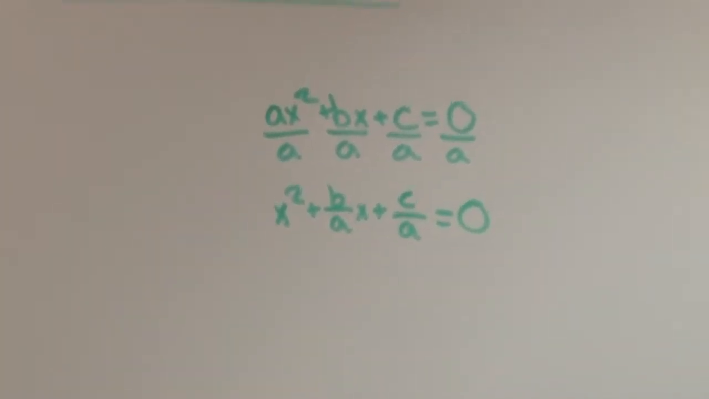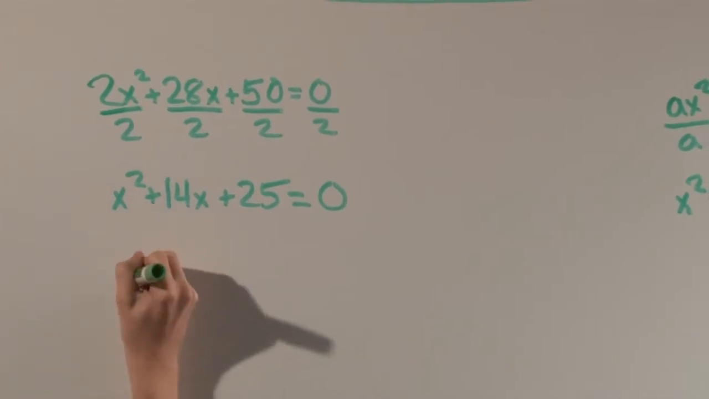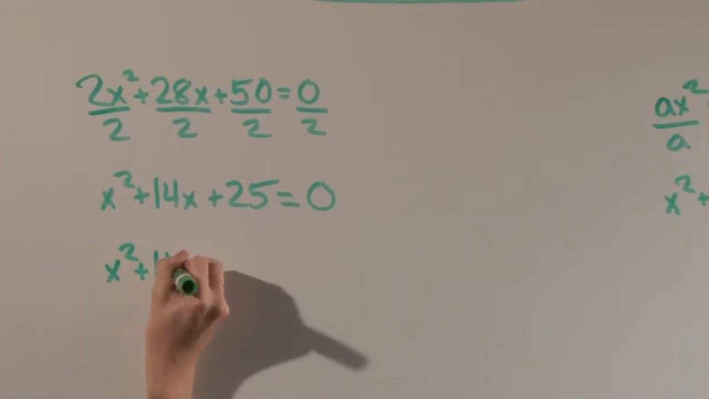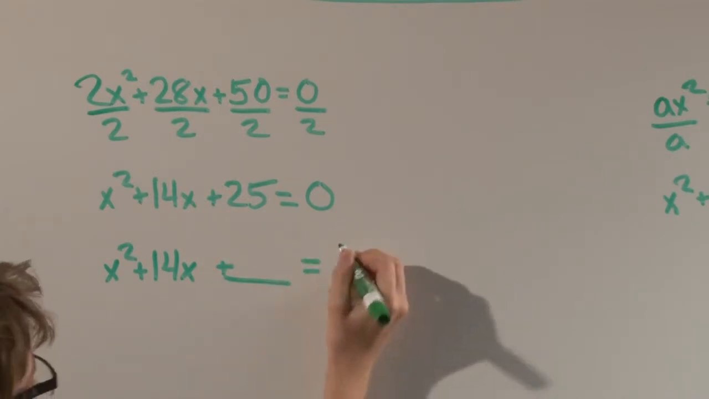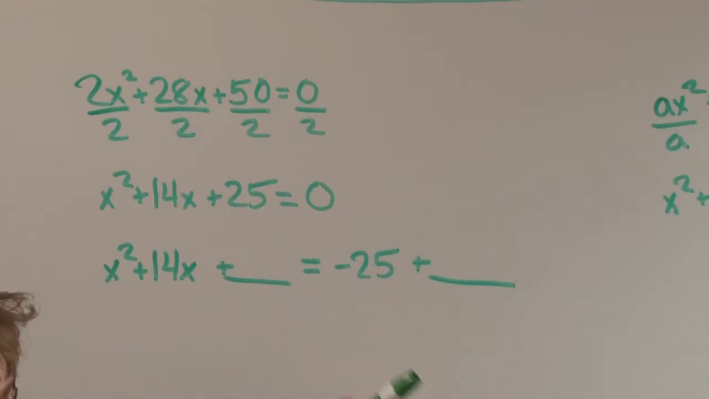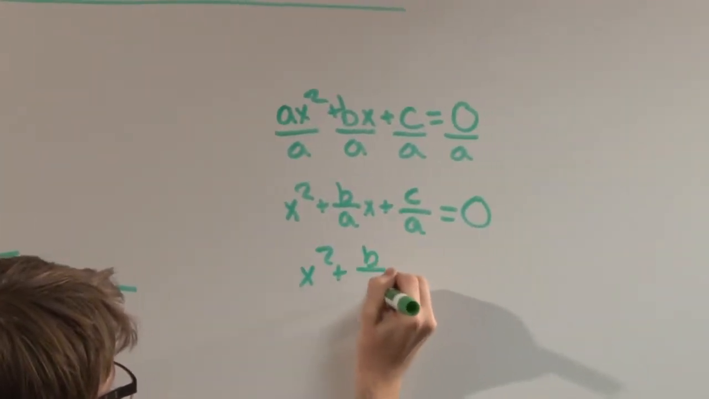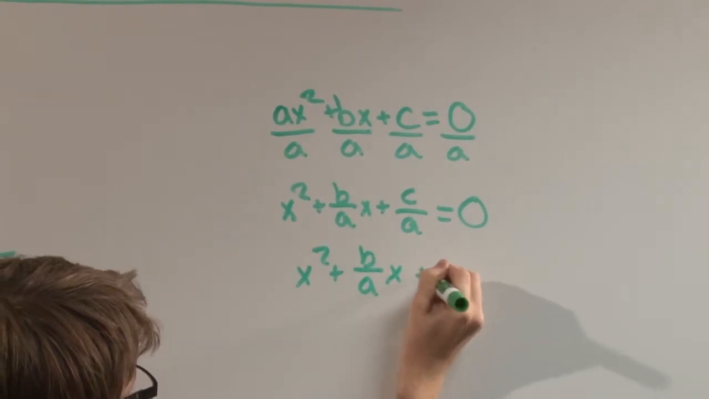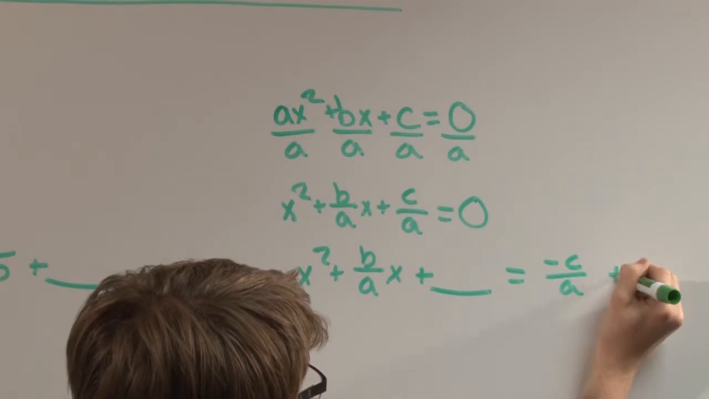All right, and then over here, we want to get this over to the other side. And we know that we're going to add something to both sides. And so one thing I like to do is add a plus and then a blank. So over here, x squared plus b over a x plus blank equals negative c over a plus blank.